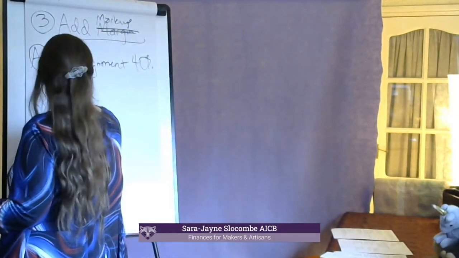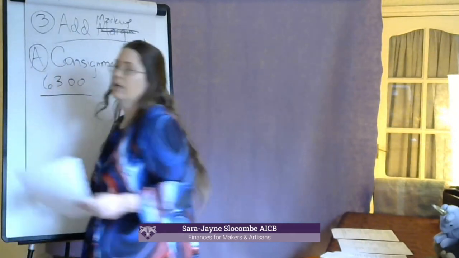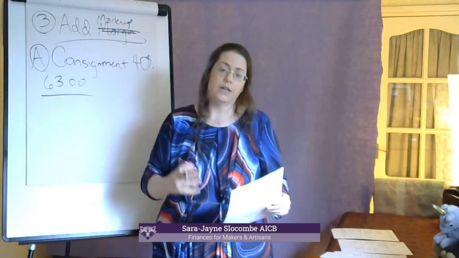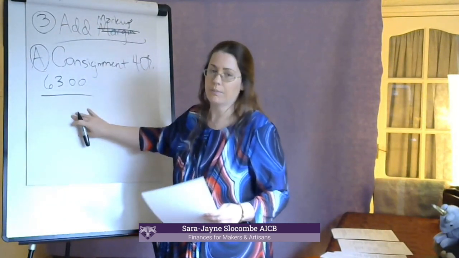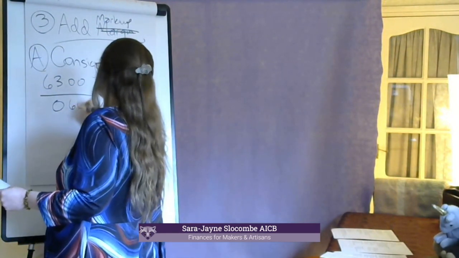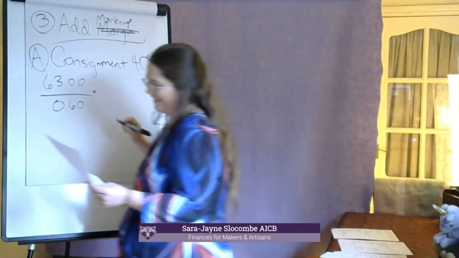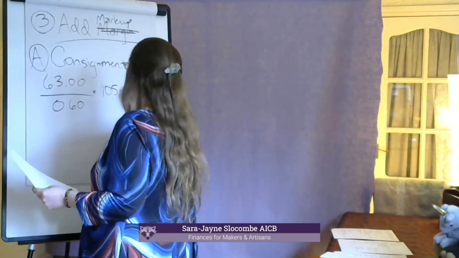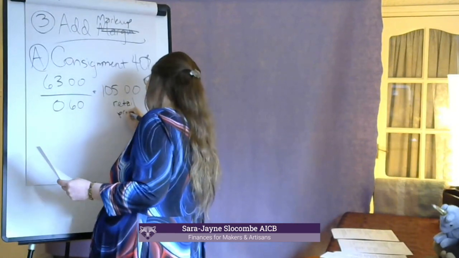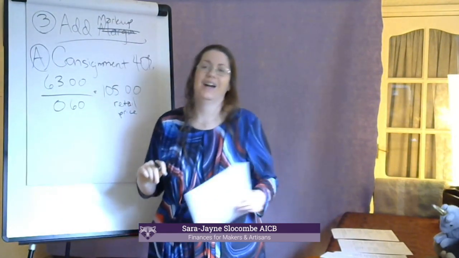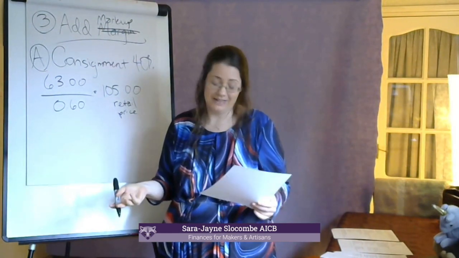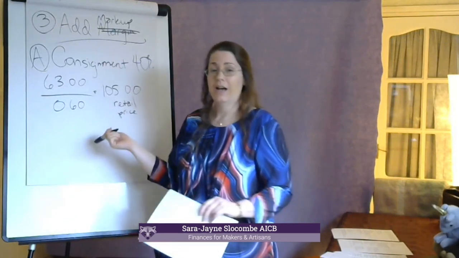So we had 63 pounds, and again, to get to where you want to be when you've taken off that percentage, you divide by 1 minus. So we're dividing by 0.60, which gives us 105 pounds as our retail price. I have no idea how any of you make any money, to be quite honest.